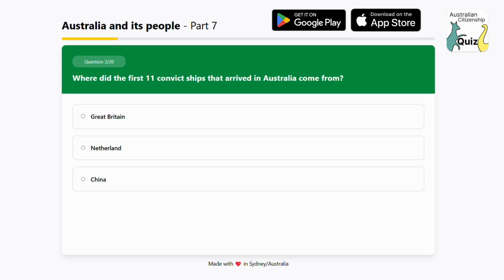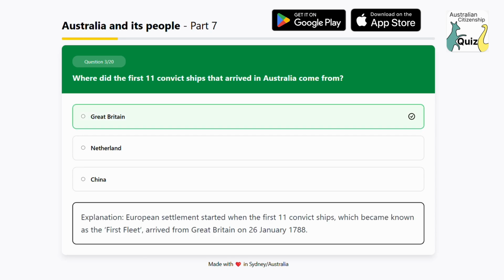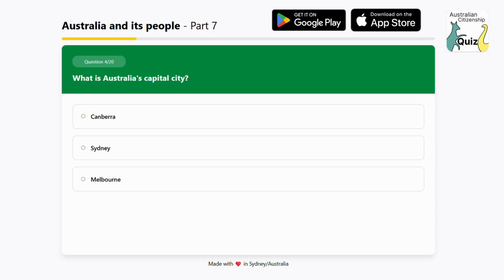Where did the first 11 convict ships that arrived in Australia come from? Option 1, Great Britain. Option 2, Netherlands. Option 3, China. The answer is Great Britain. Explanation: European settlement started when the first 11 convict ships, which became known as the First Fleet, arrived from Great Britain on January 26, 1788.